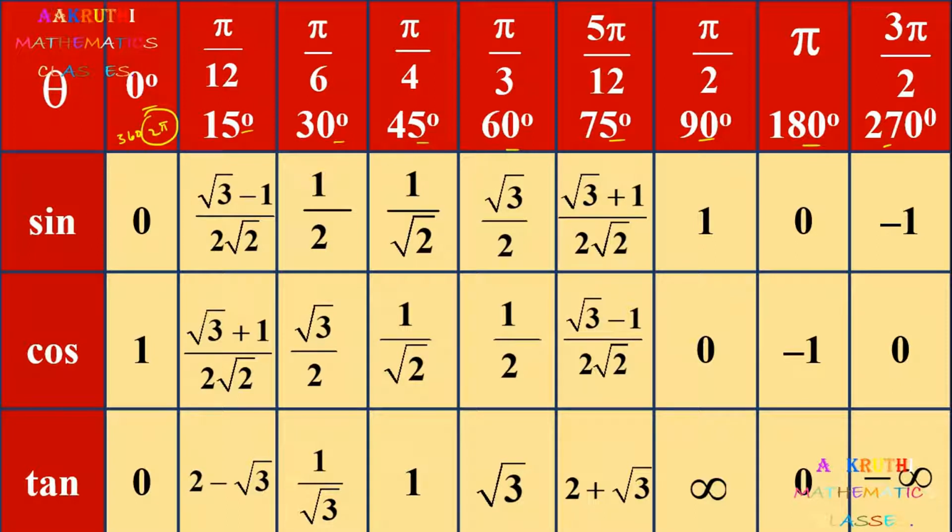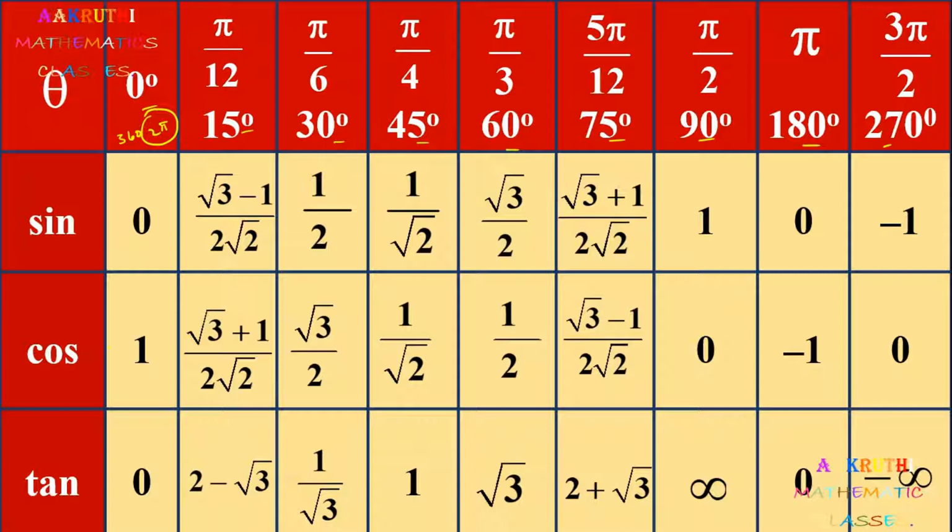So here sine 0 is 0, and sine 15 is root 3 minus 1 by 2 root 2, and sine 30 degrees is 1 by 2, and sine 45 is 1 by root 2, and sine 60 is root 3 by 2, and sine 75 degrees is root 3 plus 1 by 2 root 2, and sine 90 is 1, and sine 180 is 0, and sine 270 is minus 1. These are the sine values.